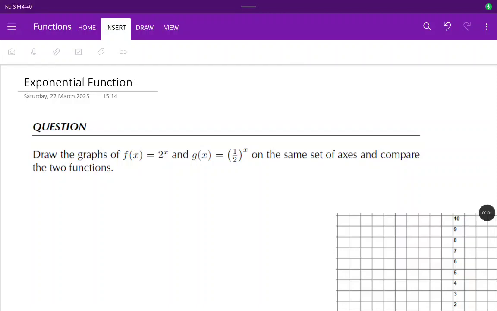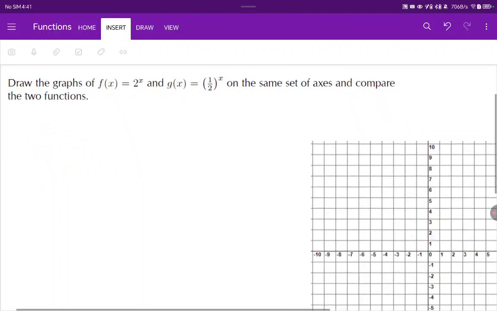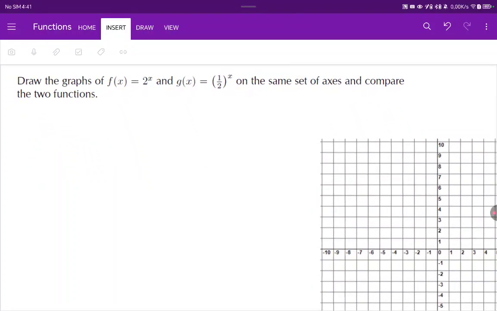Okay, let's do a review of the exponential function. Draw the following two graphs, the f of x and the g of x, on the same set of axes and compare the two functions. Okay, f of x is 2 to the power of x and g of x is a half to the power of x. What I need you to see is, because this is an exponential graph, x is an exponent.